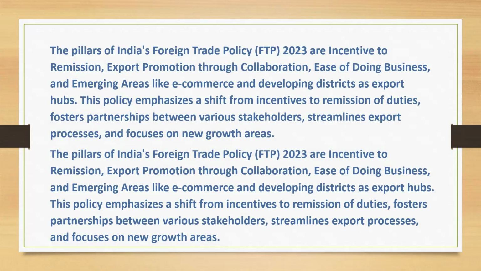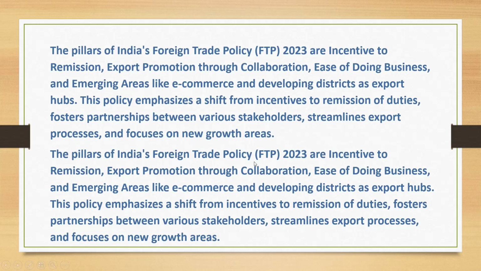So what are the pillars of FTP? The pillars of FTP are incentive to remission, export promotion through collaboration, ease of doing business, and emerging areas. So these are the four pillars of FTP 2023. Emerging areas include e-commerce and developing districts as export hubs. This policy emphasizes a shift from incentives to remission of duties, fosters partnership between various stakeholders, streamlines export processes, and focuses on new growth areas. So this is the main motto of these FTP pillars.